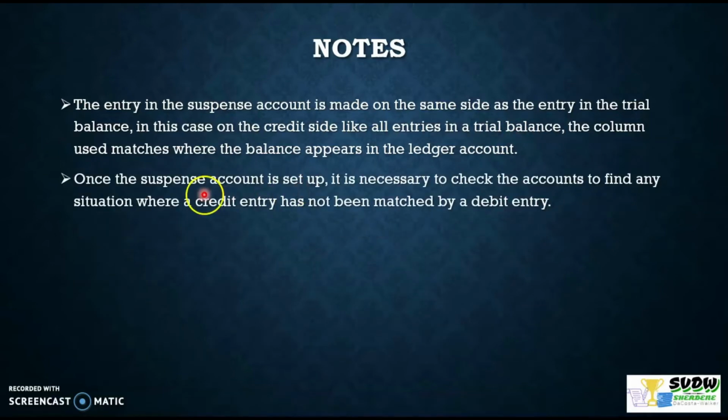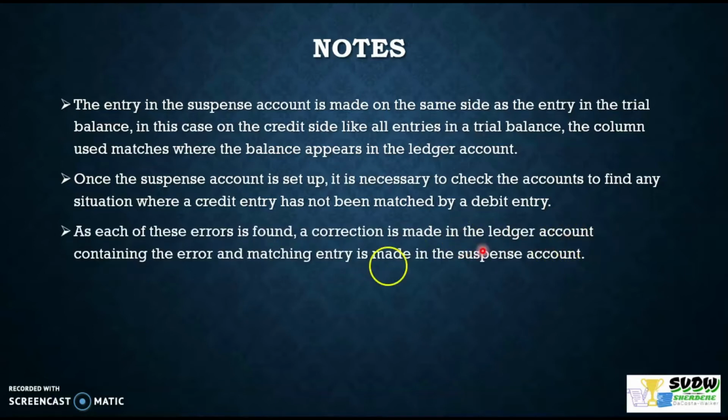Number 2, once the suspense account is set up, it is necessary to check the amount to find any situation where the credit entry has not been matched by a debit entry. All right, so if we have a debit and there's no credit, we need to look for it. Number 3, as each of these errors is found, a correction is made in the ledger account containing the error, and a matching entry is made in the suspense account.